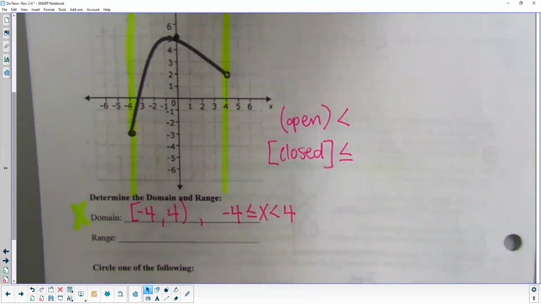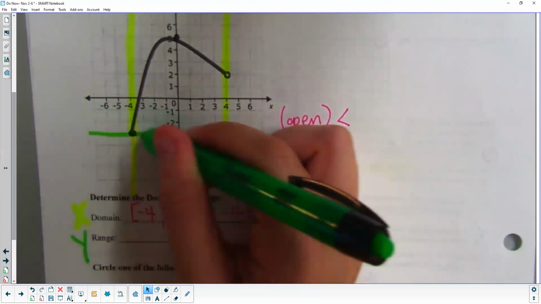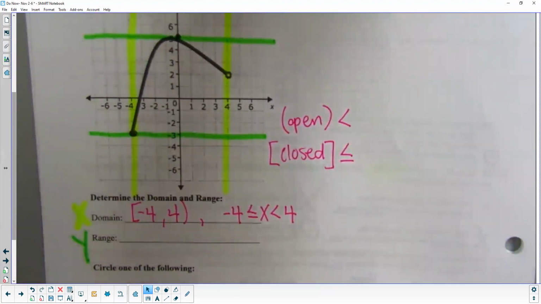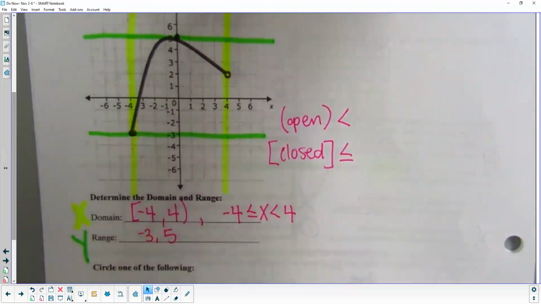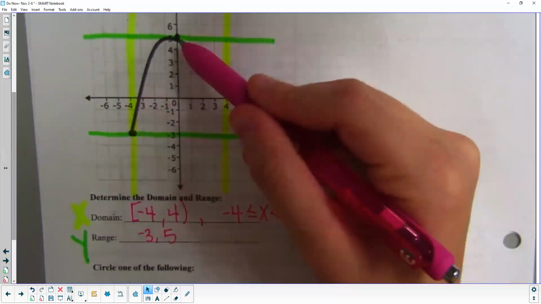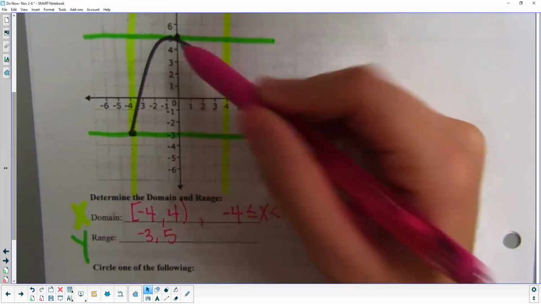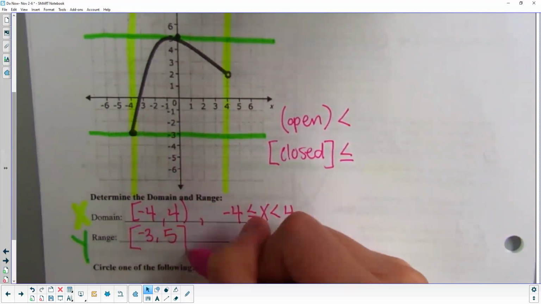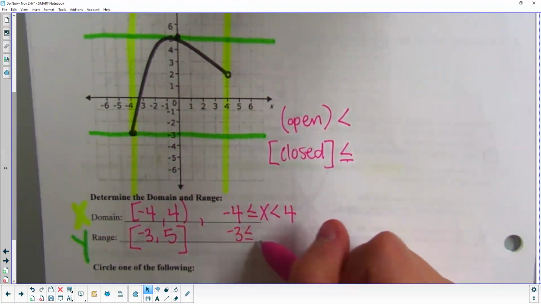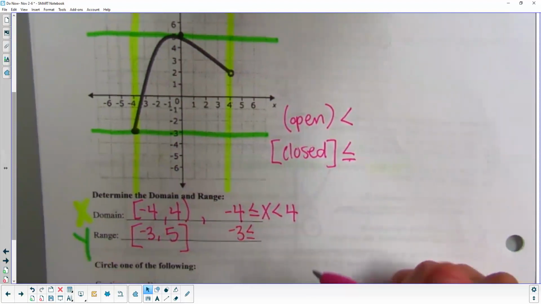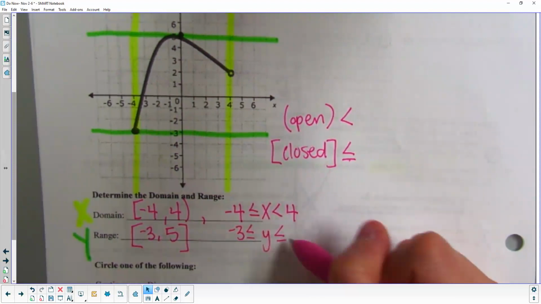All right, our y values are going to be in green. My lowest point here and my highest point here. So how low I can go is -3. How high I can go is 5. Now here I've got 2 closed dots. Closed dot here and a closed dot here. So I'm doing brackets. -3, closed is less than or equal to, but instead of having an x, I'm talking about y values. Less than or equal to 5.